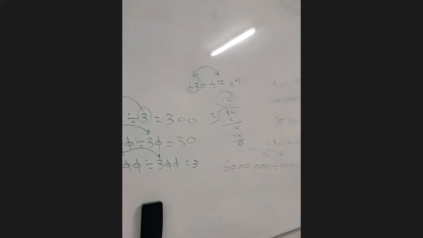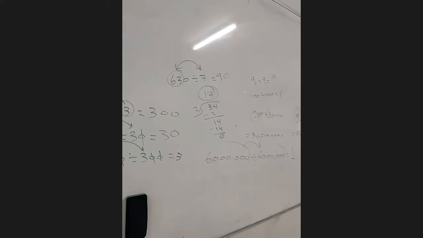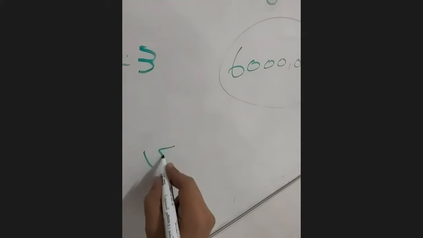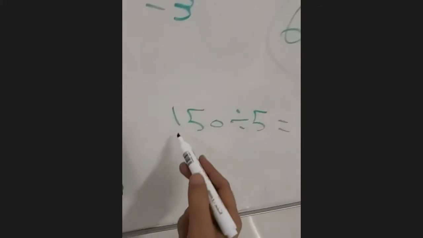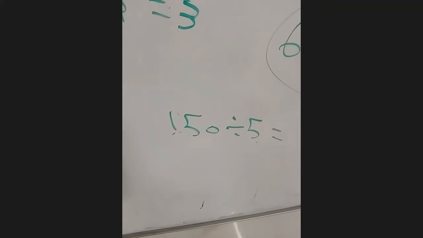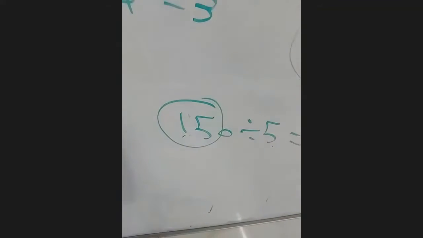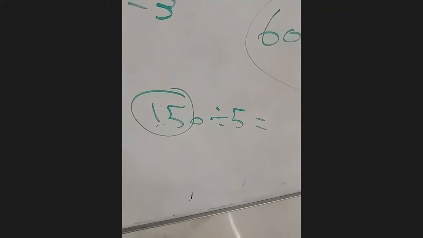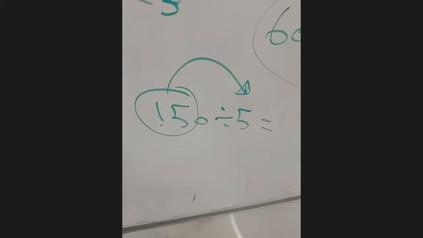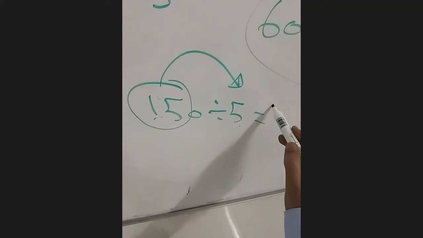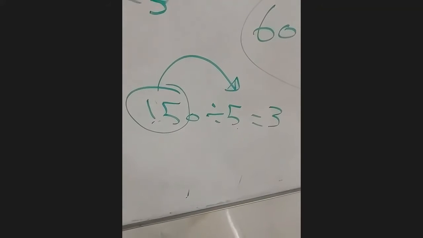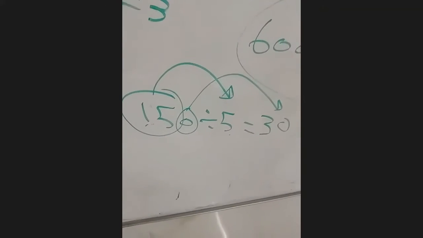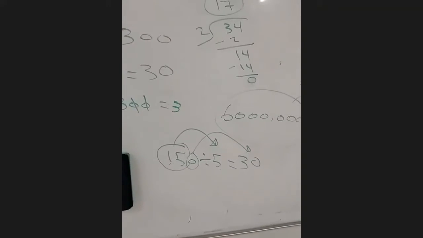Yes, Muhannad. Now, example, 150 divided by 5, right? Yes. Can the 1 divide by 5? No. We take another number with it. It will be 15. Can the 15 divide by 5? Yes. 3. Do we have zeros to cross? No. We have one zero here, we put it. So the answer is 30. Got it? Yes. Remove your hand. Kareem.